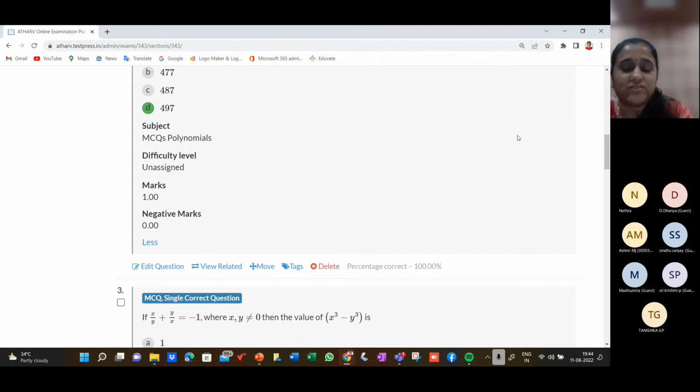Yeah, why did you say 2x, Madhumita? Ma'am, I got confused. Yeah, so on taking the LCM, what do you get? x square plus y square by xy is equal to -1, correct? Yes, ma'am. Tell me what happens when you cross multiply. We got x square and y square after we cross multiplied. So x square plus y square is equal to minus xy, correct? Yes, ma'am.